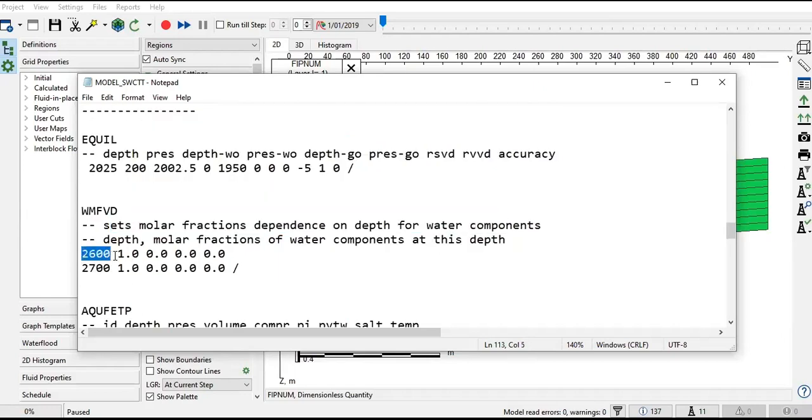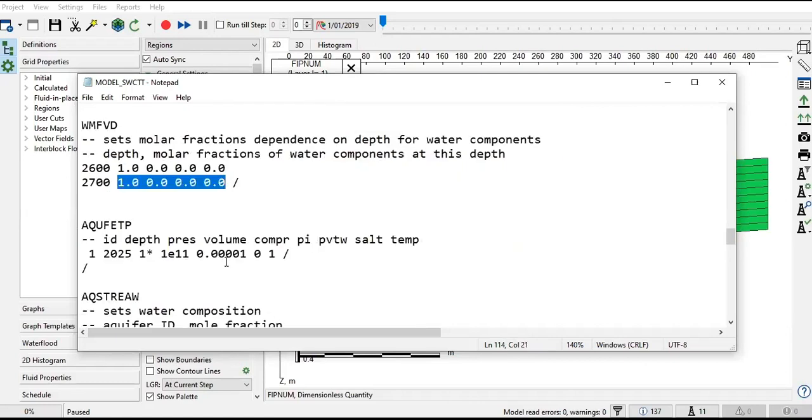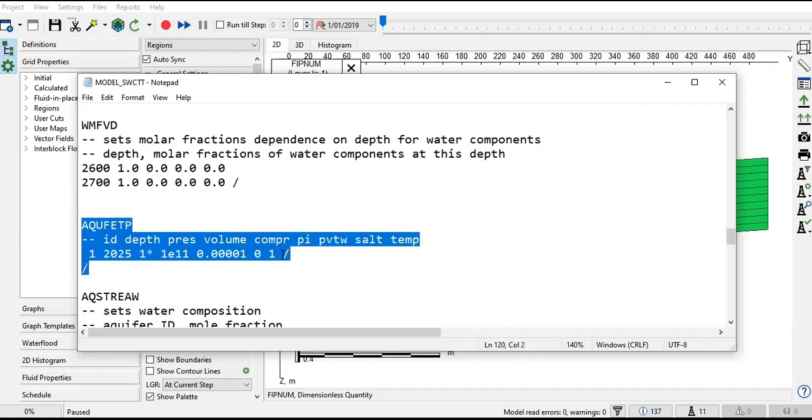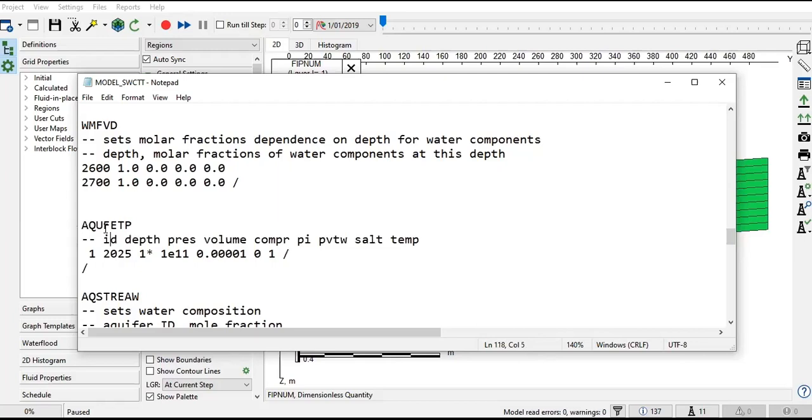So at this depth, we have the molar fraction of this for the 4 water components. And for 2700 depth, this is the molar fraction. Okay, this is, of course, for the aquifer. We will have the Fetkovich model.